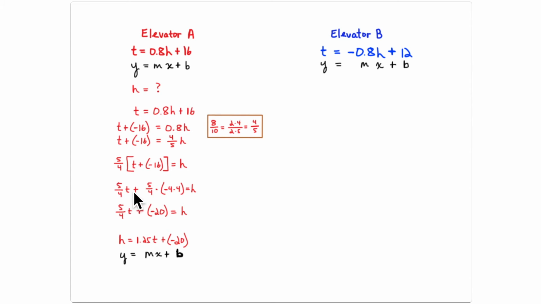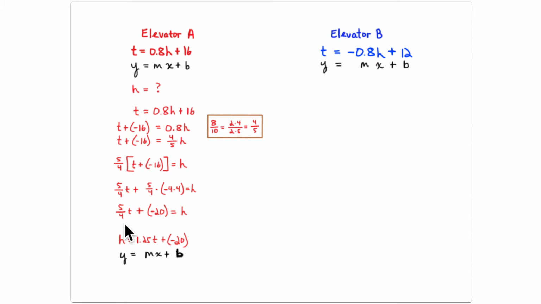And so 5/4 times the time plus 5/4 times, and I rewrote negative 16 as a negative 4 times 4, so that I can cancel out this 4 in the denominator with this 4 as a factor of 16. And you're left with a negative 4 times 5, that's negative 20. So 5/4 times the time plus negative 20 equals the height.